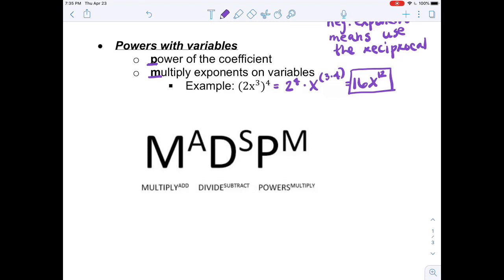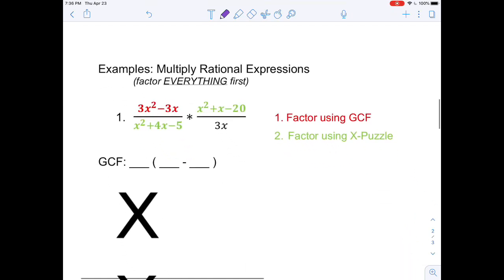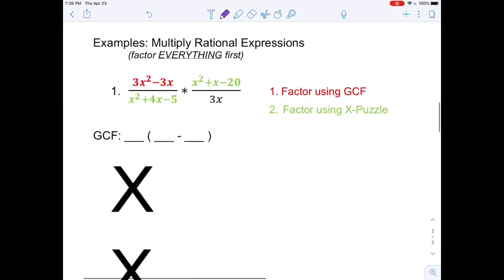All right, so let's take a look at some examples of multiplying rational expressions. This is just barely a step up from what we were doing last week. Last week we were dealing with a single rational expression, and this week we are doing two rational expressions that are being multiplied by each other. The technique is still the same. We just have to do the technique a couple more times in order to get everything simplified.